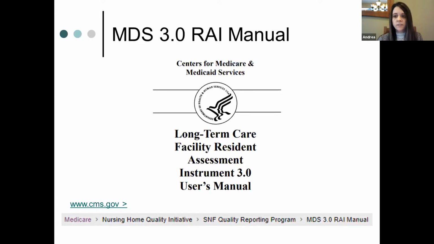So it is good to always make sure, if you put icons on your computer, that is nice, but you do have to be aware that if there's an update, you might miss that if you're always going to a shortcut. On the bottom here, if you go to cms.gov into Medicare, then you can also find the most recent edition of the RAI manual that way. Okay.